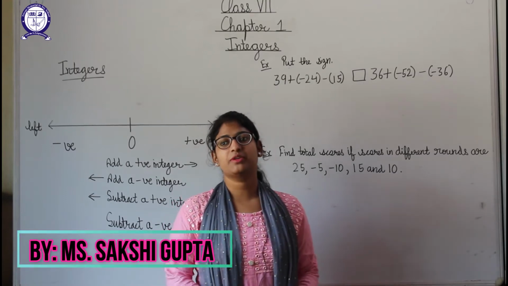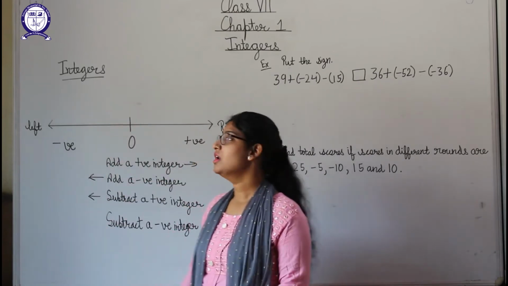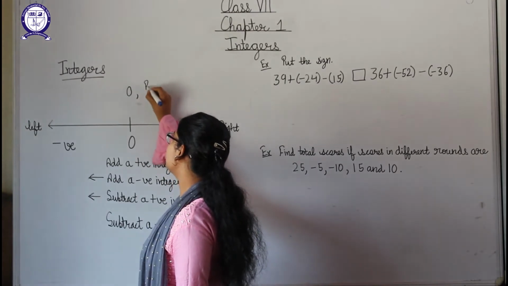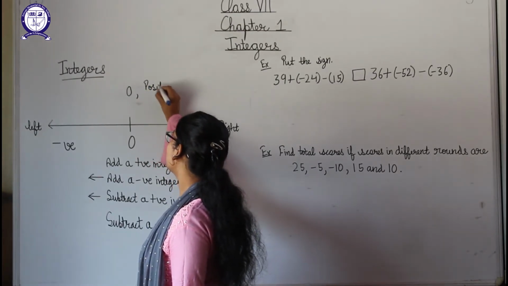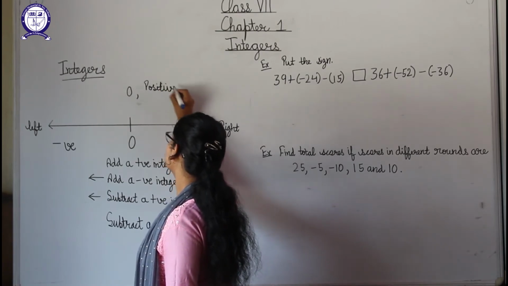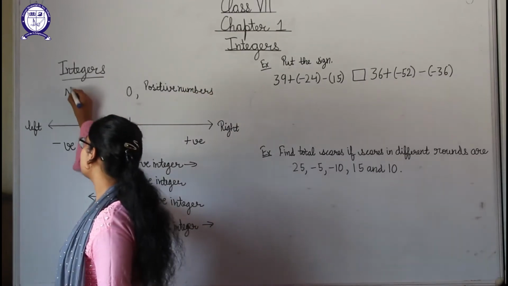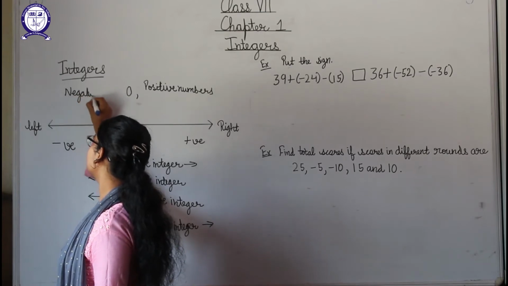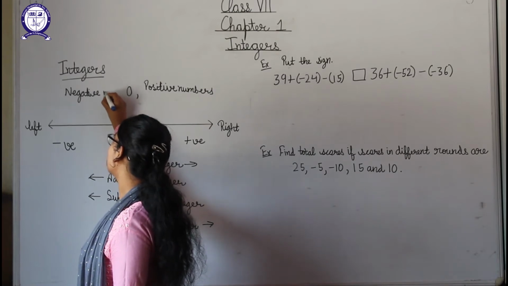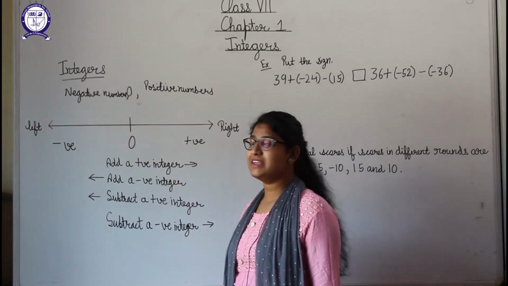Today we will start our first chapter, that is integers. Okay students, first of all, what are integers? Integers include 0, all the positive numbers and all the negative numbers. Negative numbers, 0 and positive numbers are all integers.